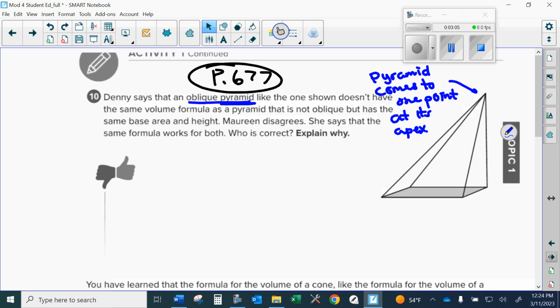Remember the volume formula for both of these is 1/3 area of the base times the height. Whether it's a right pyramid or an oblique pyramid, it's still 1/3 area of the base times the height. So now you have to find the area of the base right here, times its height. Remember, height has to be at a 90-degree angle. It has to be perpendicular to the base. So none of these could be the heights. And there's the height right there.